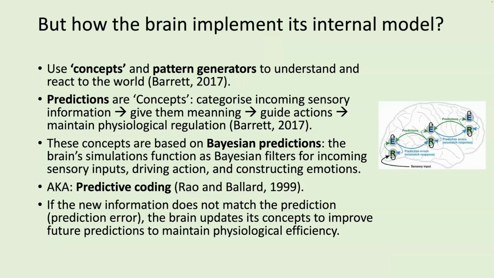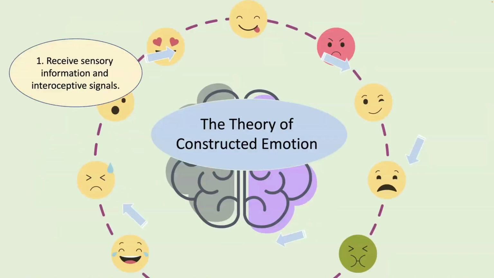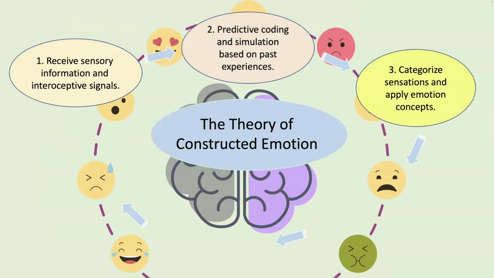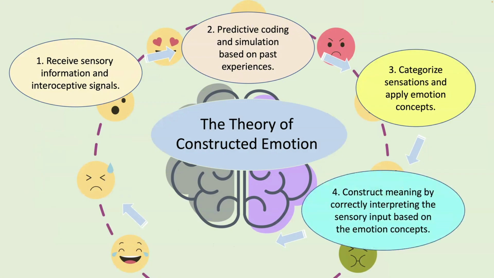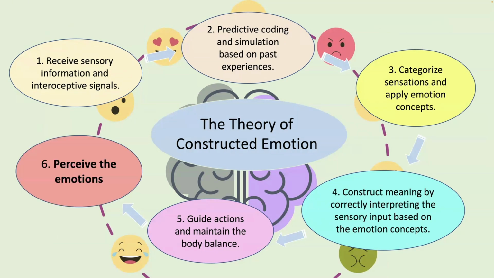If the new information doesn't match the prediction, known as the prediction error, the brain updates its concept to improve future predictions to maintain physiological efficiency. To sum up, the brain uses an internal model built from past experiences to predict what will happen next in the world, categorize the sensory input and emotion concepts, giving the emotion concepts meaning, guide actions, and keep the body balanced, which we mentioned before. It is the process called allostasis. If the prediction of incoming sensations is correct, then we perceive that emotion.